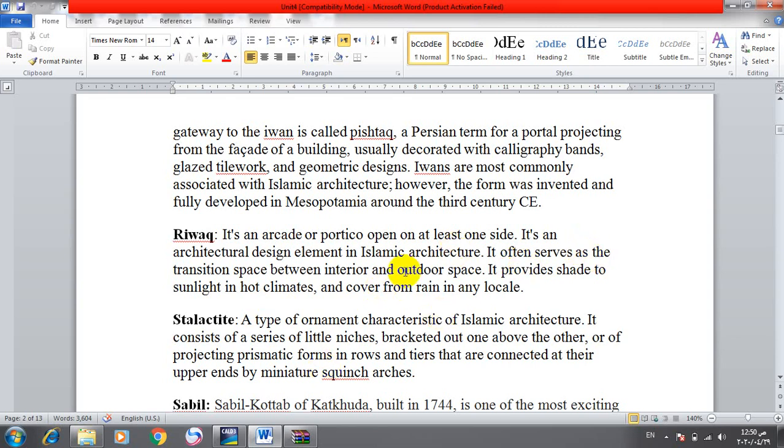It often serves as a transition space between the interior and outdoor space. It provides shade from sunlight in hot climates and cover from rain in any locale. الستلاكتايت اللي هي المقرنصات, any type of ornament, نوع من الزينة أو الحلي, characteristic of Islamic architecture. It consists of, بتكون من, a series of little niches bracketed out one above the other, or of projecting prismatic forms in rows and tiers that are connected at their upper ends by miniature squinch arches.